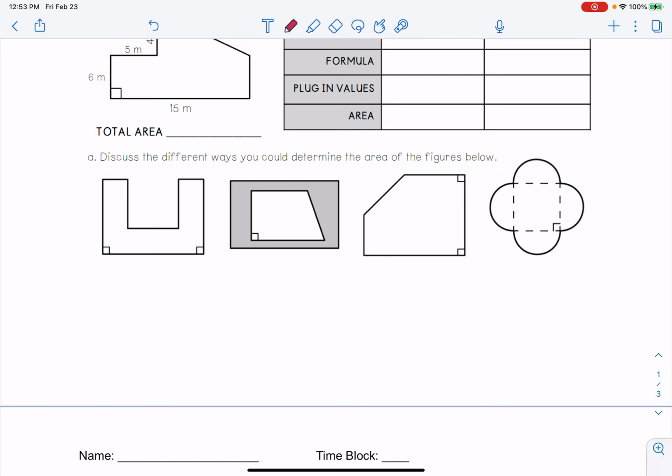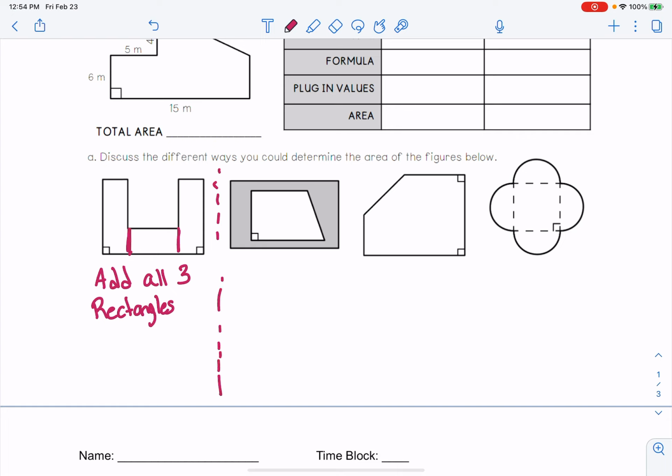So this first figure, more than one way to divide this up, but I see 3 different rectangles. And I'm going to cut those rectangles here and here. And so then you would just have to find the base and height of each of those 3 pieces and add them together. So for this one, you're going to add all 3 rectangles. Okay. Now in the next shape, I see 2 shapes. I see a rectangle and I see a trapezoid.